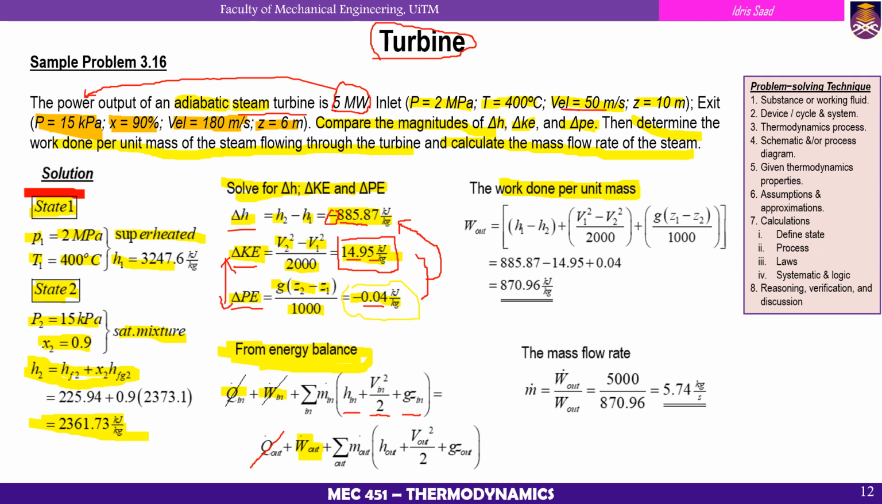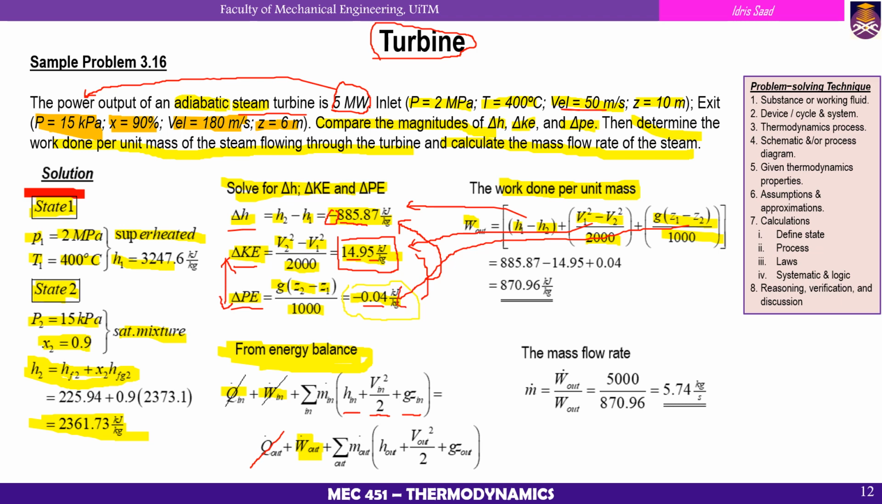Basically, this is the specific work. For specific work, we can neglect the mass flow rate. So we can change it as work out is equal to H1 minus H2 plus (V1 power of 2 minus V2 power of 2) divided by 2000. This is the change of kinetic energy. And finally, this is the change of potential energy. Please remember that we already calculated the change of enthalpy, the change of kinetic energy, as well as the change of potential energy.